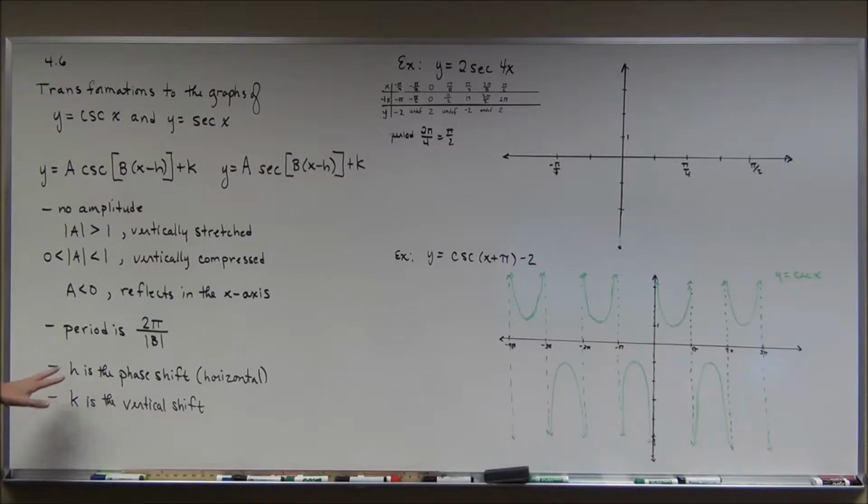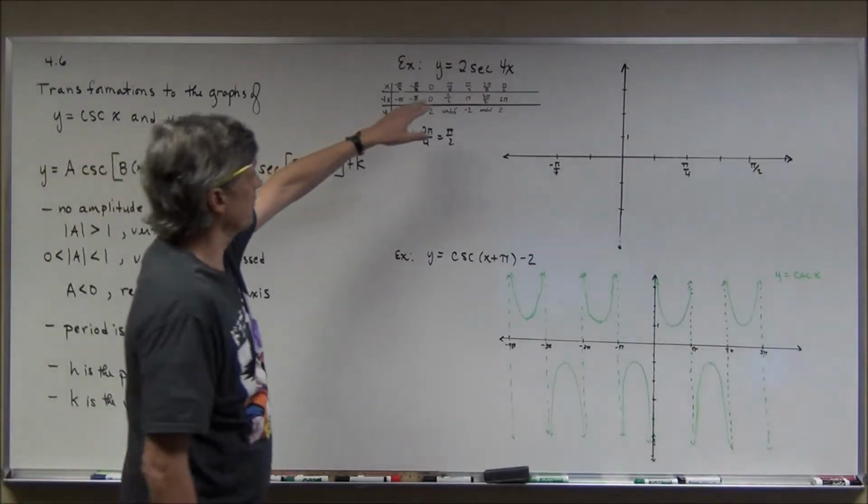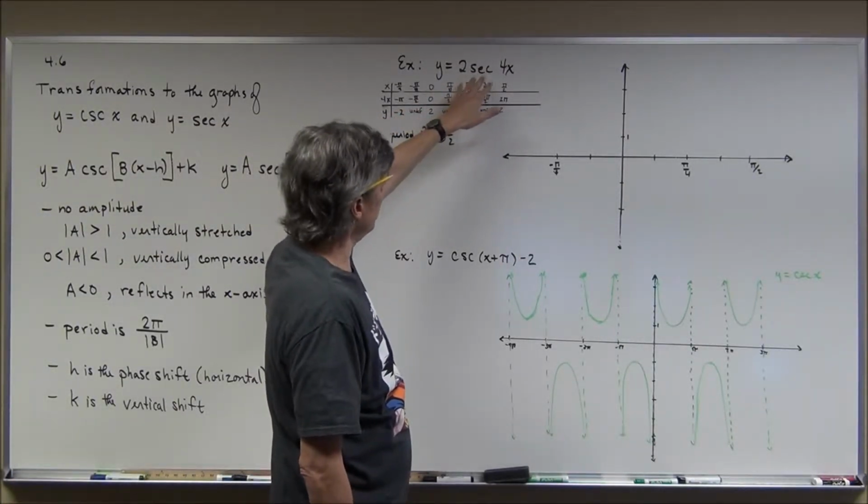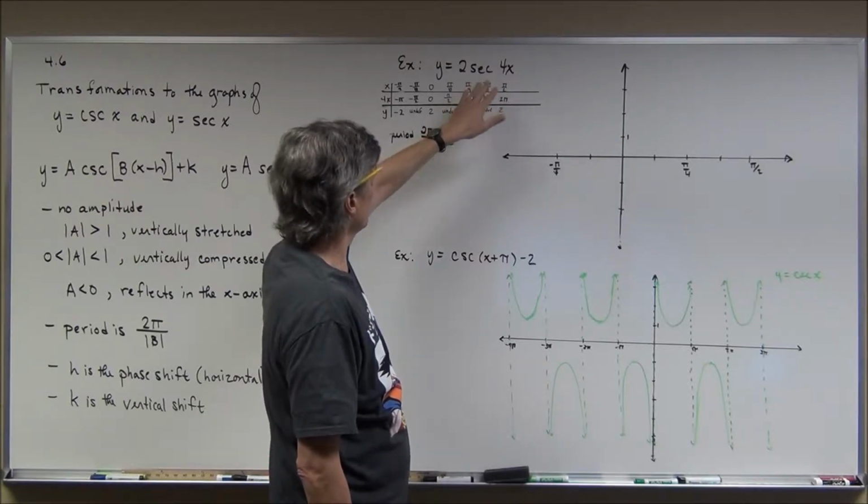Now h and k are still the translations. h is the horizontal translation, called the phase shift, and k is the vertical translation, sometimes just called the vertical shift. So we're going to look at a couple of examples here, and I started off with a graph that doesn't have a translation, but it does have the dilations, the vertical and horizontal dilations.